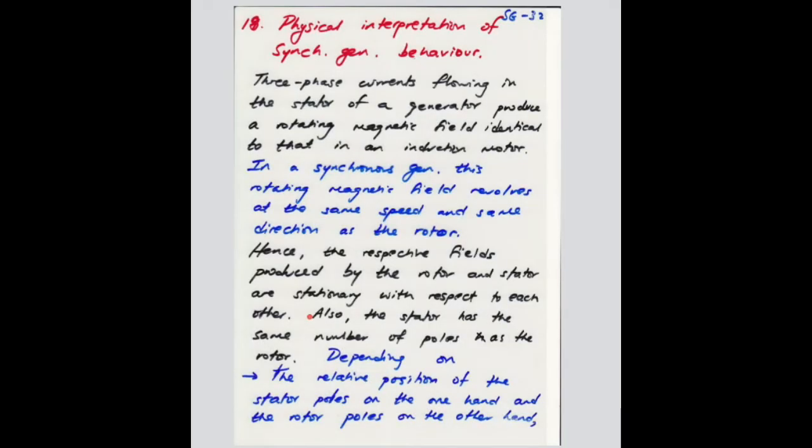So today we will go into more detail on the physical interpretation of the synchronous generator behavior. We will look at how the mechanical torque being applied to the machine interacts with the electrical torque, and hence how we convert this mechanical energy into electrical energy.